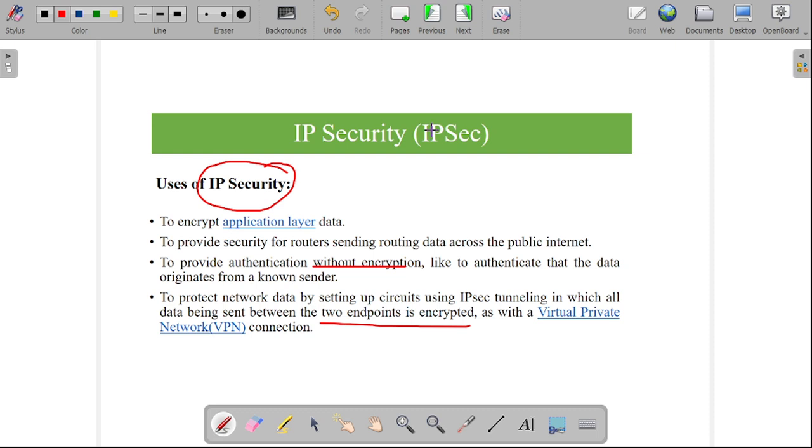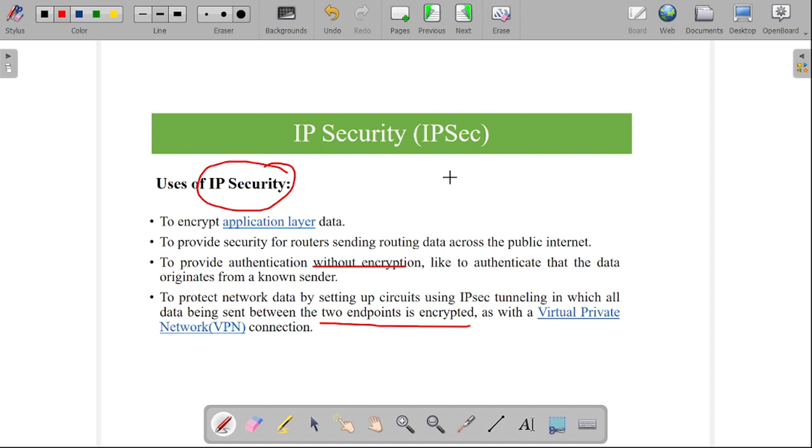So our IP security protocol provides security to our network layer, and whenever we send packets from one source to another destination, the traffic is encrypted and authenticated with the help of this IP security protocol.